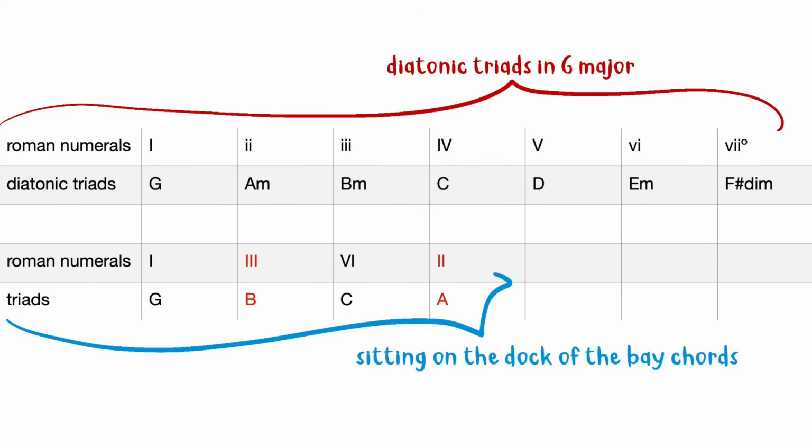Sitting on the Dock of the Bay by Otis Redding actually uses this sort of borrowed chord technique with a major 2 chord and a major 3 chord rather than the diatonic minors that we would expect. There's a heck of a lot of songs out there that use these changed qualities as passing chords.